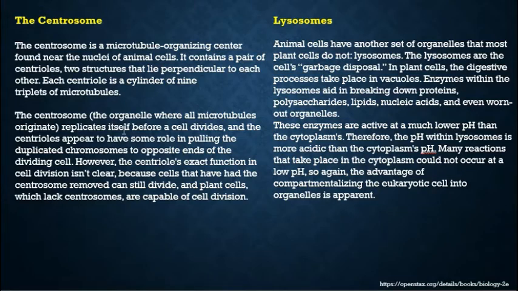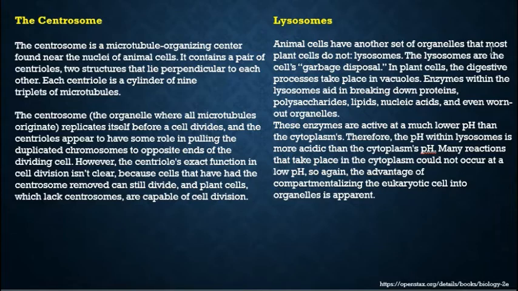The centrosome replicates itself before a cell divides, and the centrioles appear to have some role in pulling the duplicated chromosome to opposite ends of the dividing cell. But its exact function in cell division is not clear yet, because cells that have had centrosome removed can still divide, and plant cells which lack centrosomes are still capable of cell division. So the exact function is not known.